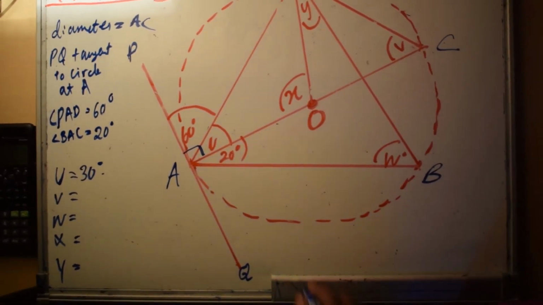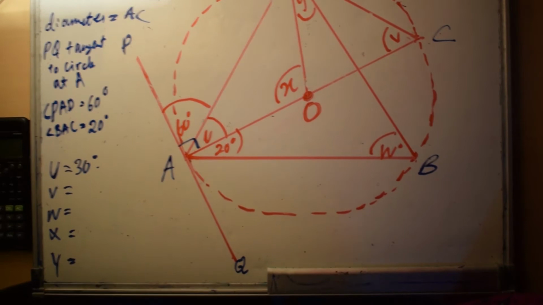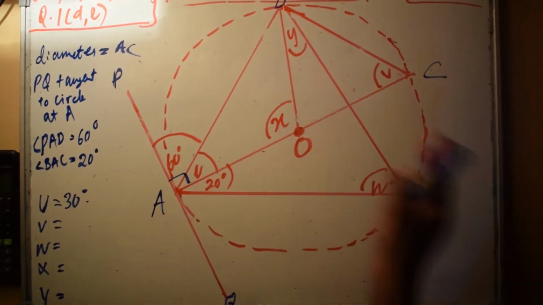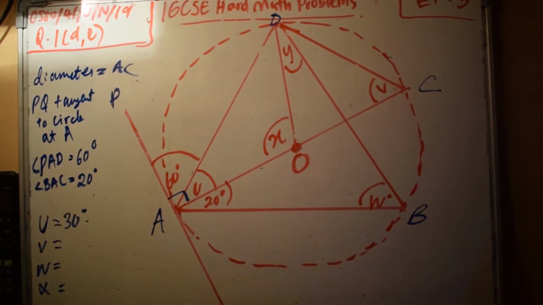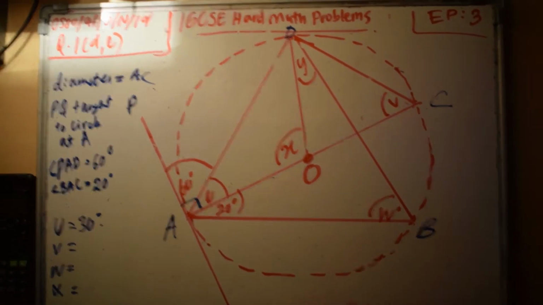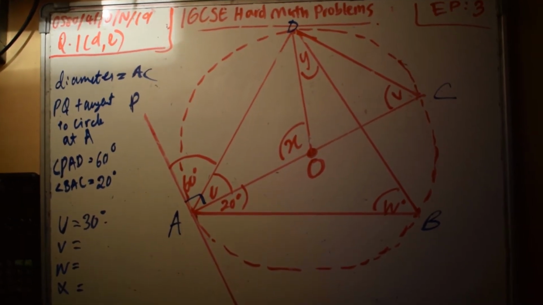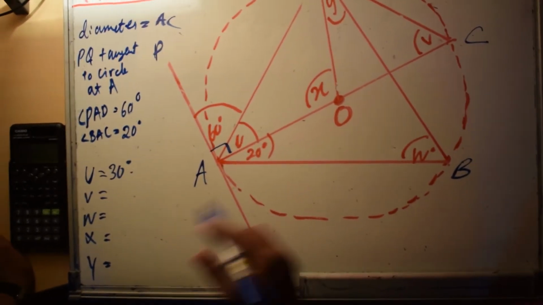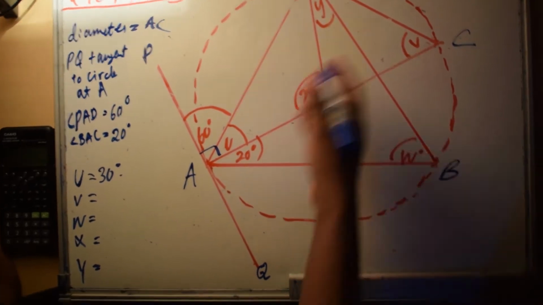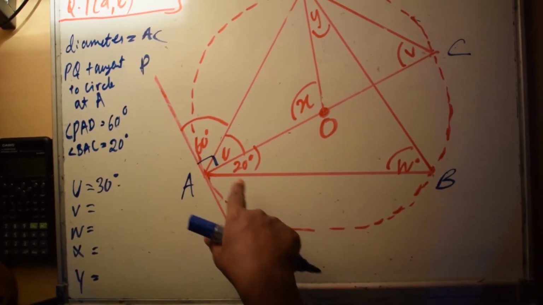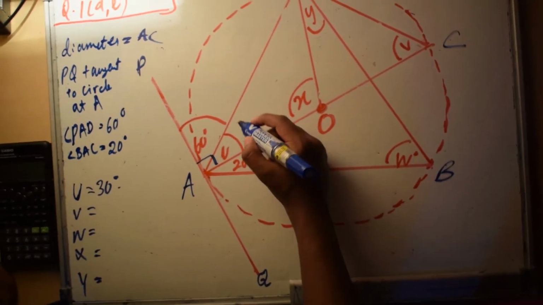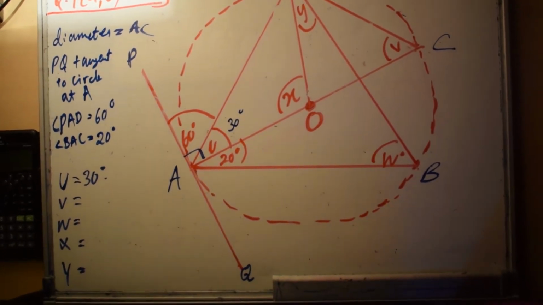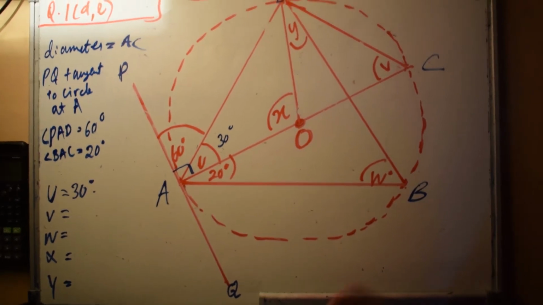Okay, so to find V, we cannot find V directly. The rest of these letters seem impossible at first, but it is easy. We just need to break down the question. We cannot find V directly, so we'll try to find the other values instead. So we know that this U is 30 degrees, and we just need to try to find some patterns.